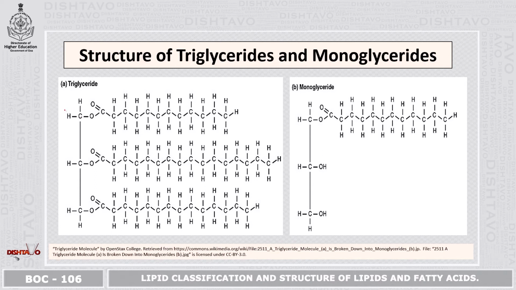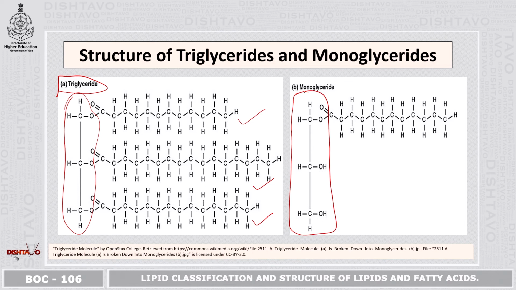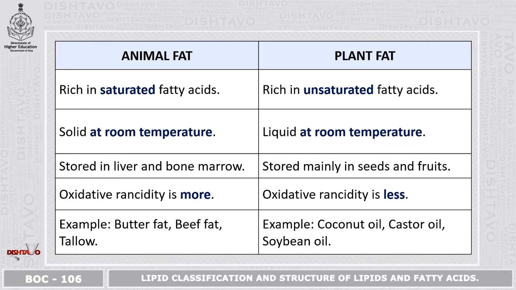So, this is a glycerol molecule as you can see here, and to that the 3 fatty acids are attached, which makes it triglyceride. Now again in this example, you see the structure of monoglyceride. This is a glycerol and to that only 1 fatty acid is attached. So it makes it mono. Mono refers to 1, tri refers to 3. So if 3 are attached, it becomes tri. Here only 1 fatty acid is attached to the glycerol molecule, it becomes monoglycerol. This is the structure of triglyceride and monoglyceride.